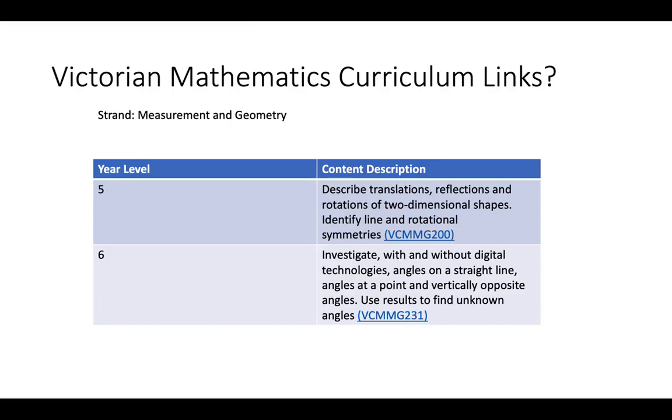Okay, so Victorian mathematics curriculum links. Certainly there are areas of geometry that we're covering there. So describe translations, reflections, and rotations of two-dimensional shapes. And then at year 6, investigate with and without digital technologies angles on a straight line, angles at a point, and vertically opposite angles. Certainly there's lots of measurement and geometry that this activity, which is also developing algorithmic thinking, allows for.